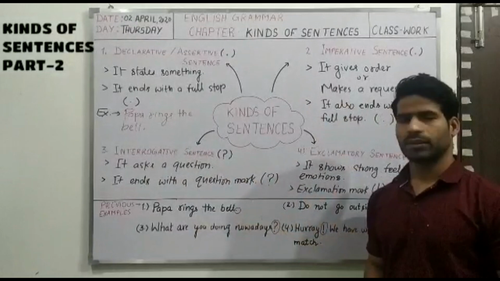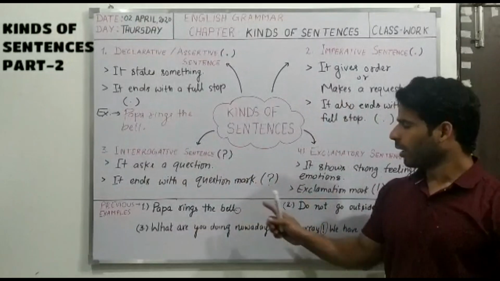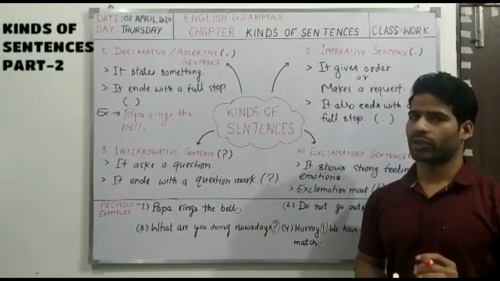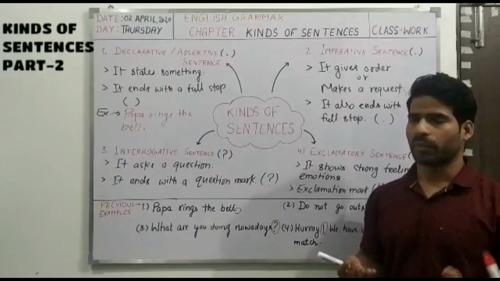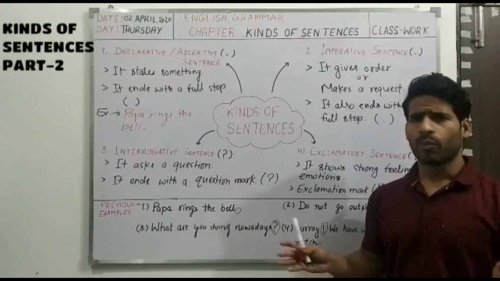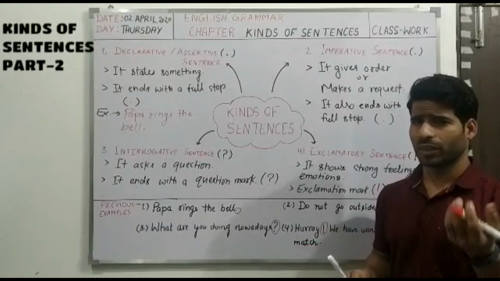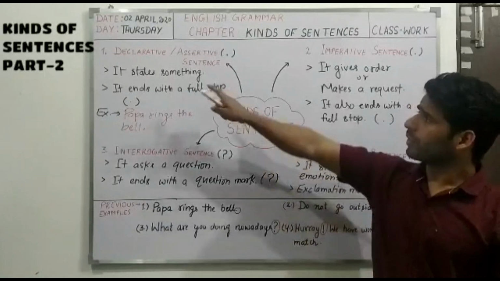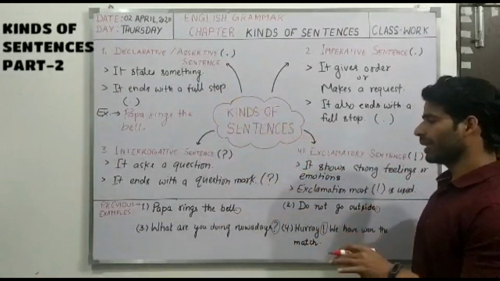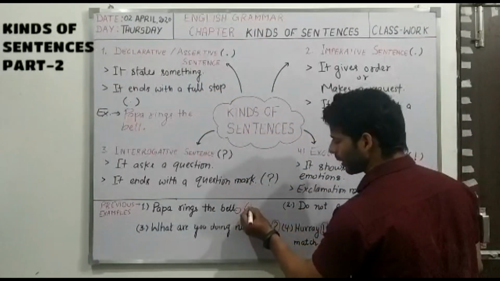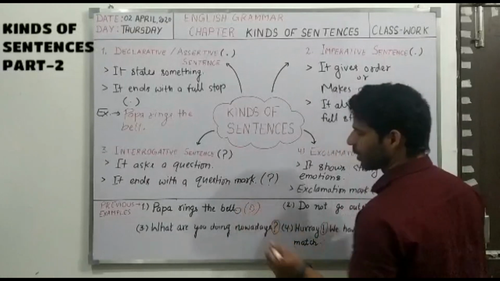Because in this sentence, Papa rings the bell, it is just giving us information that Papa rings the bell. Papa ne bell bajai. Nothing more than this. Okay, so it is just information. That is why we will keep it in the declarative group. We will write here it is declarative, right?